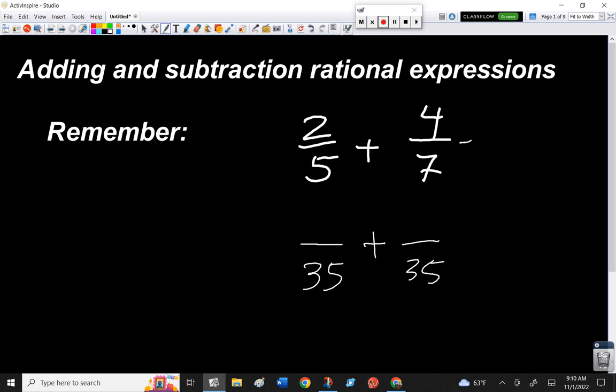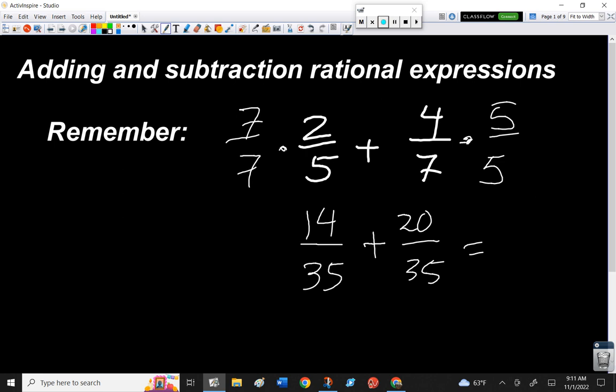But to do this, in elementary school, they wanted you to multiply this by 5 over 5, and over here you had to multiply by 7 over 7, because 7 over 7 and 5 over 5 are just 1, so you're just changing the way the fraction looks. You're really not changing the fraction. After we do all of our math, 7 times 5 is 35, 7 times 2 is 14, and 4 times 5 is 20. Since they have common denominators, ladies and gentlemen, we can add them. It'll be 34 over 35.